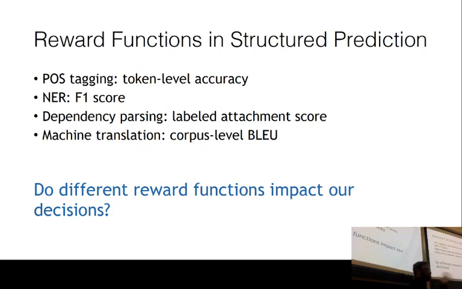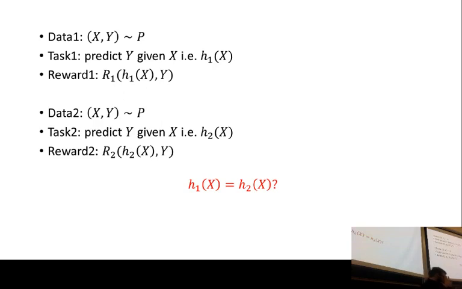Or for machine translation, we could have a BLEU score, a METEOR score, or a TER, or any of all these other metrics that have been proposed and are probably better than BLEU. So the question is, do different reward functions impact our decisions? So the problem is that it's kind of hard to answer that question.